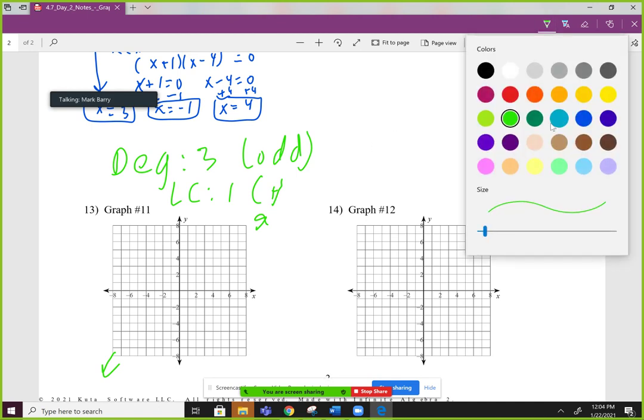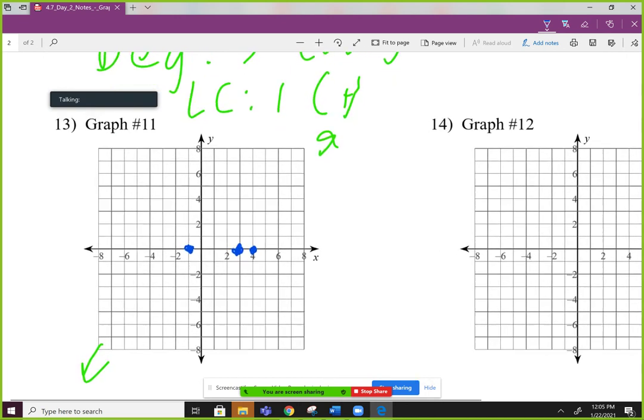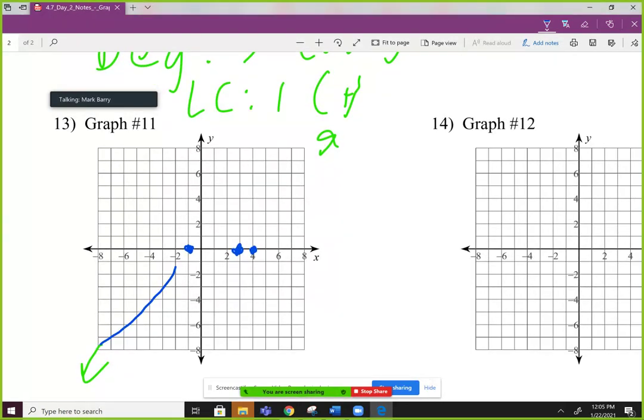What are my zeros? Well, I figured them out right here in blue, correct? That was all of our synthetic division and our factoring. So I can draw these at +3, -1, and +4. So now I can just draw my graph.